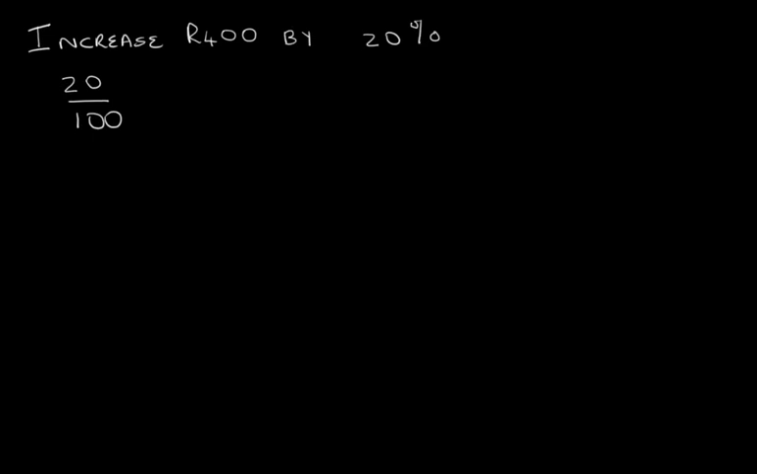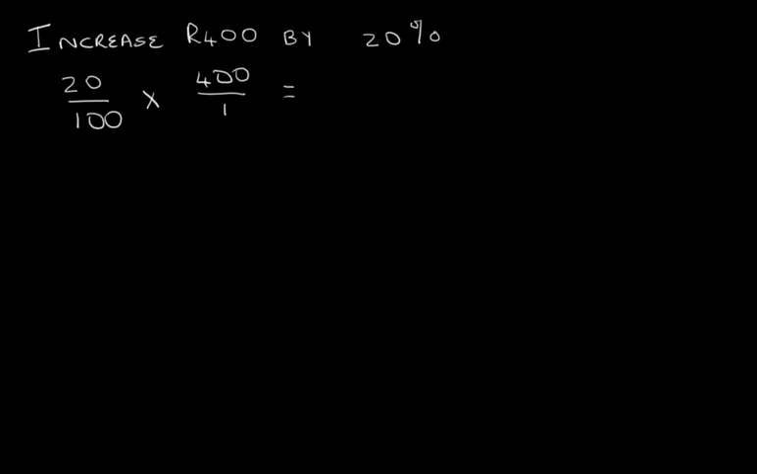Now in order for us to increase 400 Rand by 20%, we first need to work out what that actual amount is. So what 20% of 400 is. Let's do that. So we say 20 over 100 times 400 over 1.